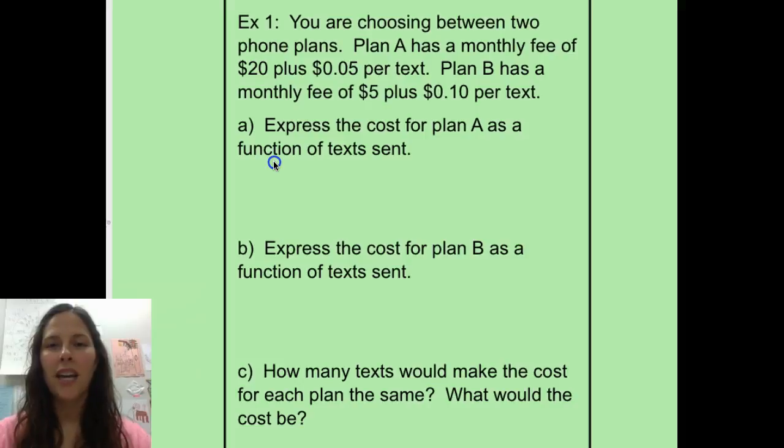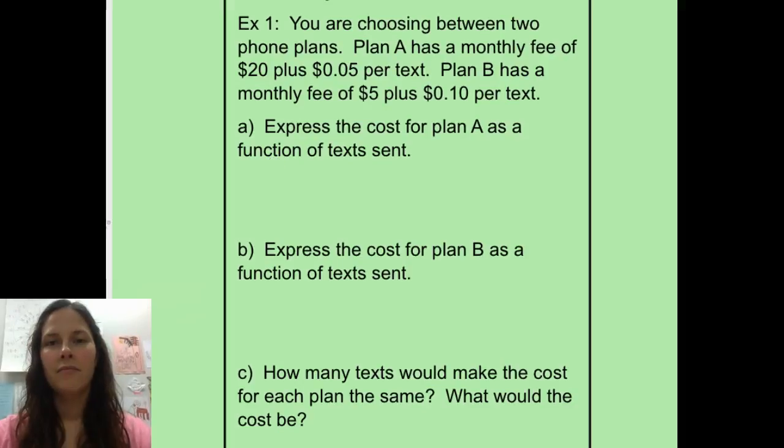So we have Plan A that charges $20 a month plus 5 cents per text, and Plan B only has a monthly fee of $5, but we're charged 10 cents per text. Part A is to write a function for how much Plan A would cost depending on how many texts we send. I'm going to name this function A because it was for Plan A. I'm going to call the variable T because it depends on how many texts we send.